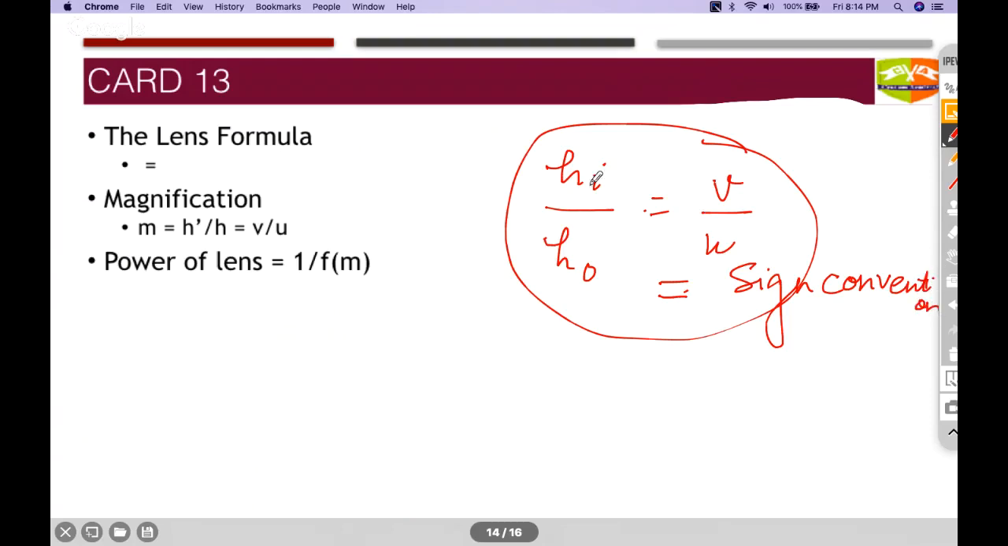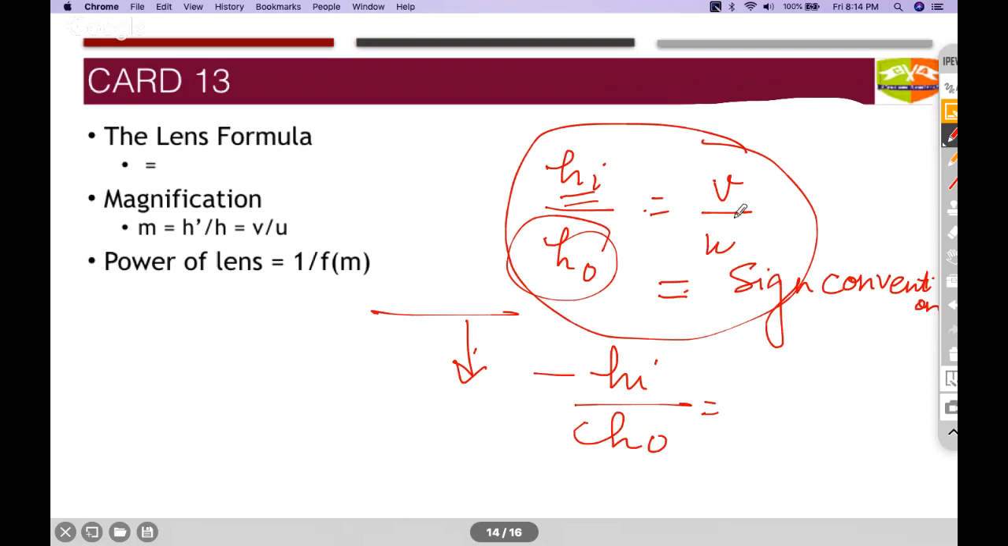So if you find that HI is below principal axis, I will write it minus HI and not HI. If HO is positive, I'll write HO. If V comes out to be negative, I'll write minus V. U is negative, I'll write minus U. So nothing is without sign convention. You cannot write anything without sign convention. It always comes with sign convention.